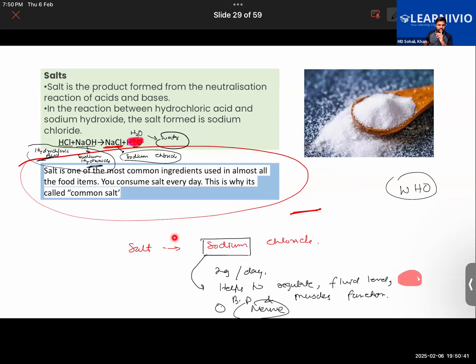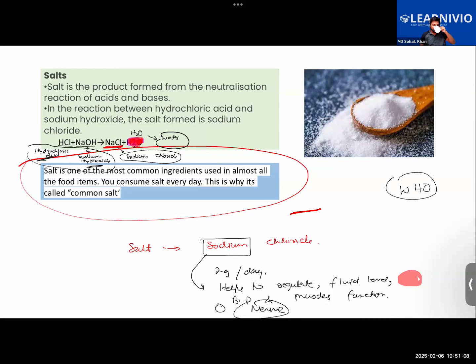Now, why is salt important for our body? The salt that we consume is sodium chloride, so the sodium in it is very important, as sodium is required to regulate the amount of fluid in our body. It also maintains our blood pressure and is responsible for normal functioning of the muscles and the nerves in our body. Hope you are getting it, Razan, so far. Yes, sir.